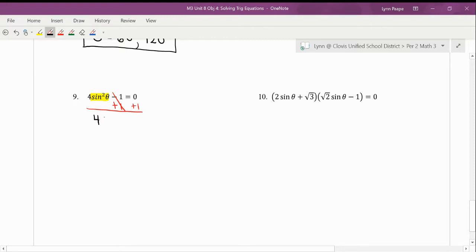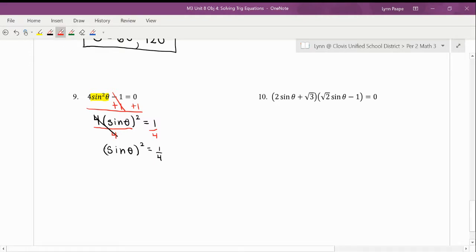And then sine squared is the same thing as sine theta quantity squared. So I'm going to rewrite it right now. And then 0 plus 1 is 1. Still working on that isolating, right? So now I'm going to get rid of the 4 by dividing over the 4 because 4 divided by 4 is 1. Not done isolating, right? Because now I have that squared.